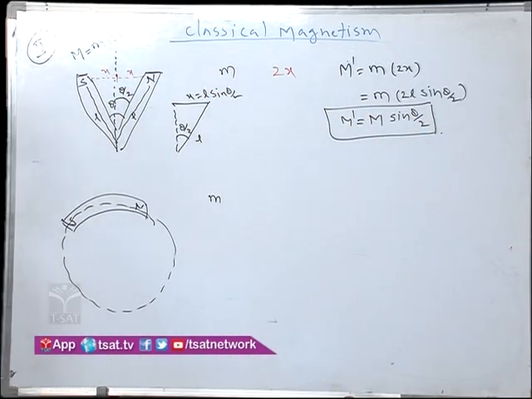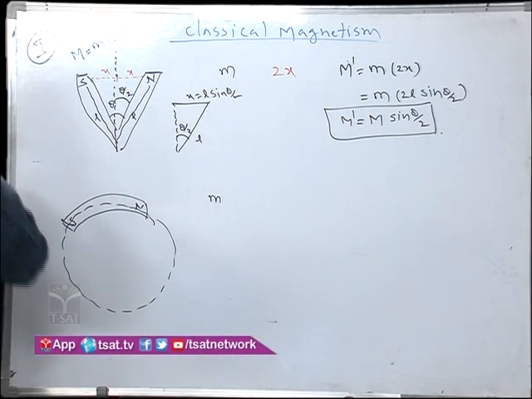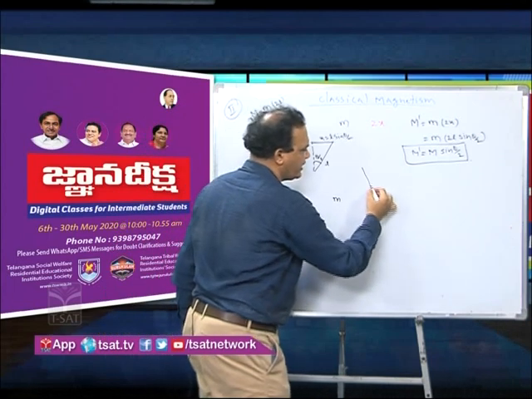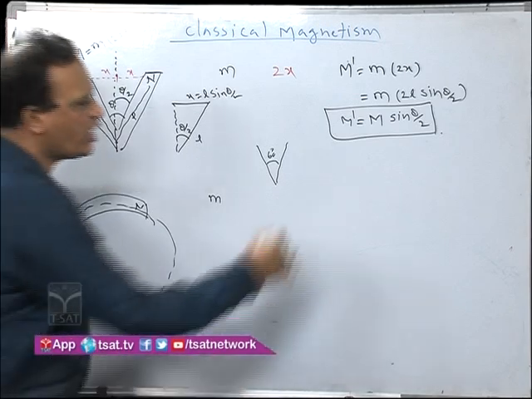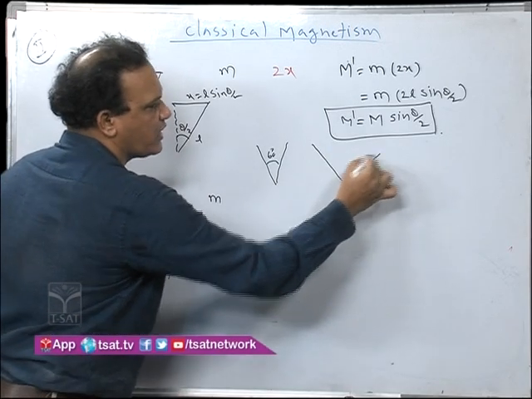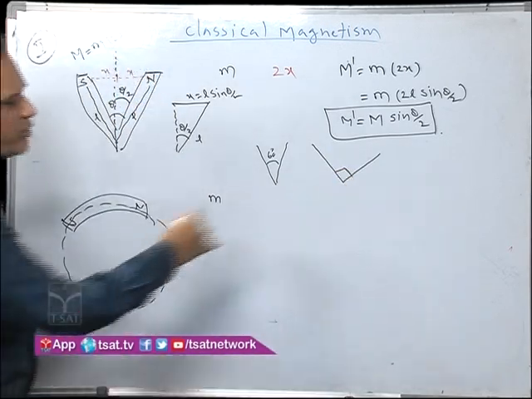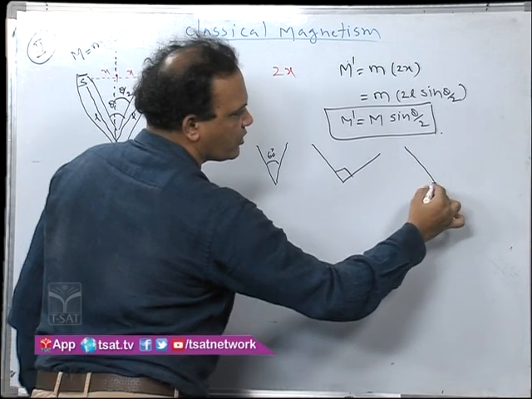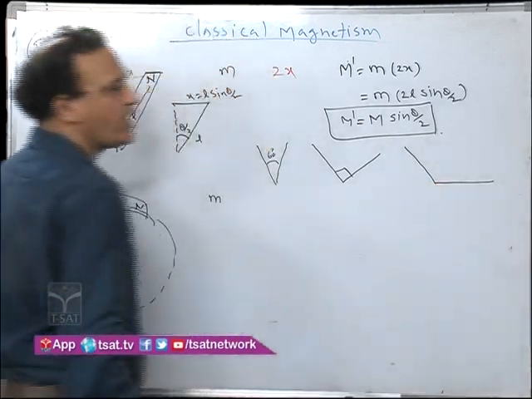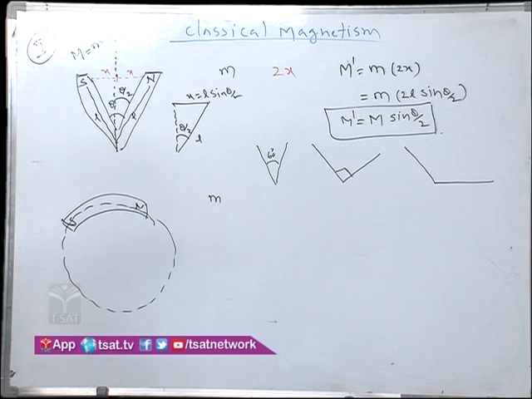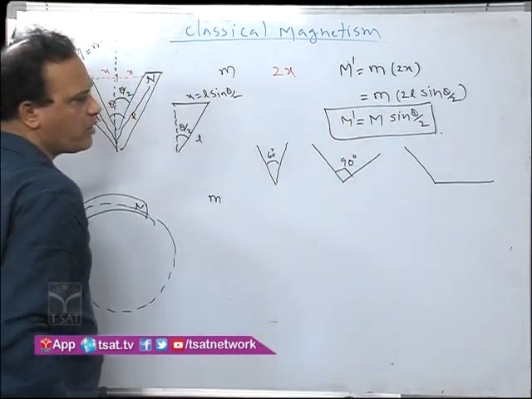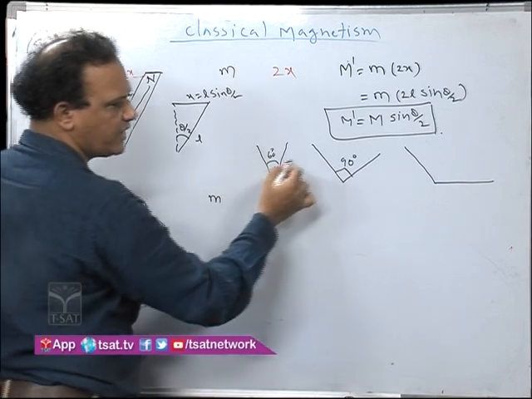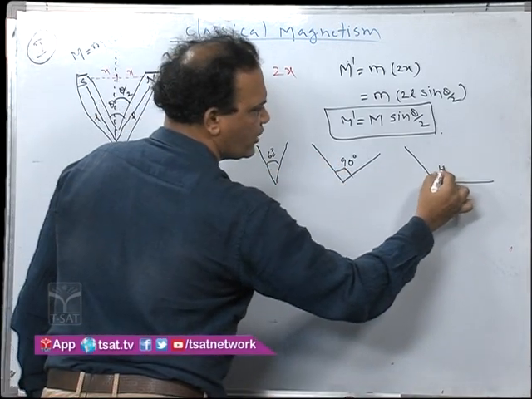So, the question is, suppose the bar magnet is bent in the form of 60 degrees, or bent in the form of 90 degrees, or bent in the form of 120 degrees, or in the form of a straight line. So here are three different model problems. Maybe there are n number of problems from this concept: 60 degrees, 90 degrees and 120 degrees.